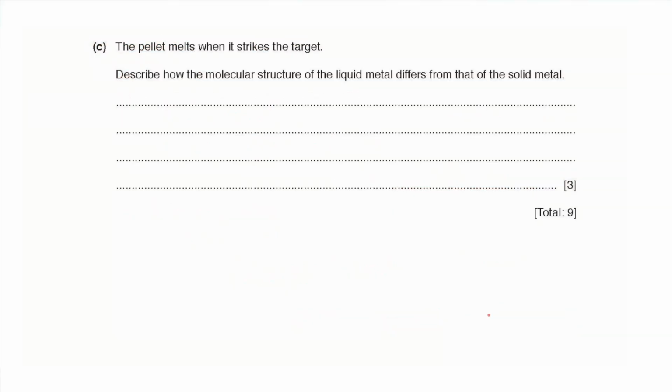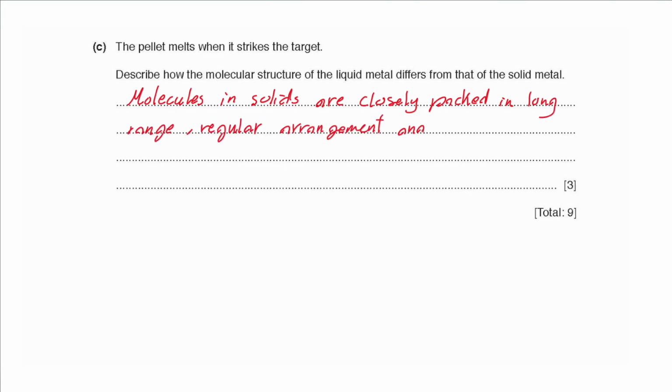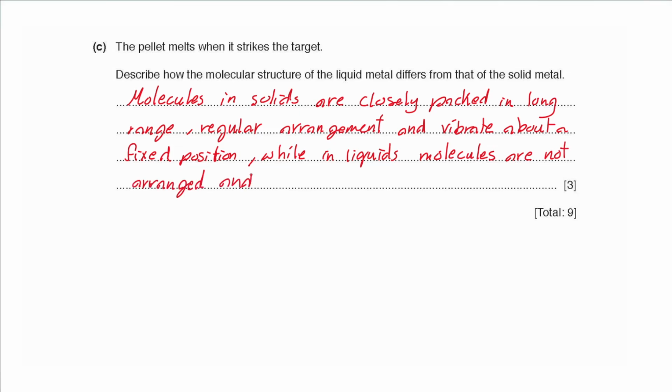Question C says the pellet melts when it strikes the target. Describe how the molecular structure of the liquid metal differs from that of the solid metal. We can say that molecules in solids are closely packed in long-range regular arrangement and vibrate about a fixed position, while in liquids, molecules are not arranged and exchange places. Or we can say that they slide over each other while vibrating.